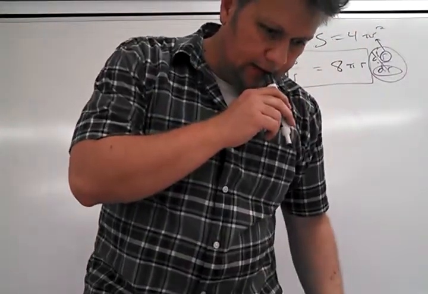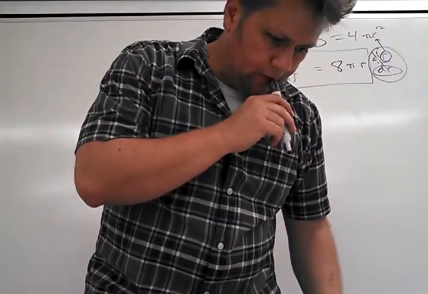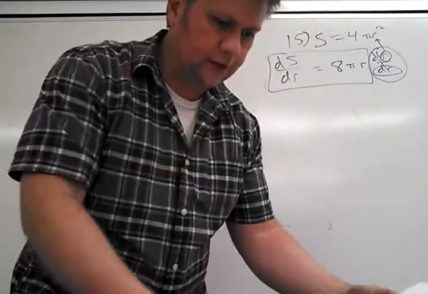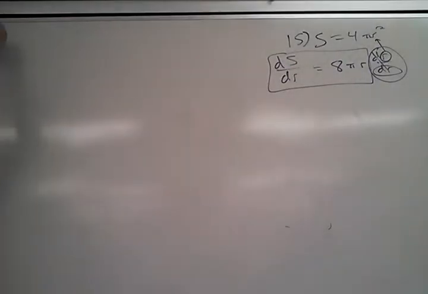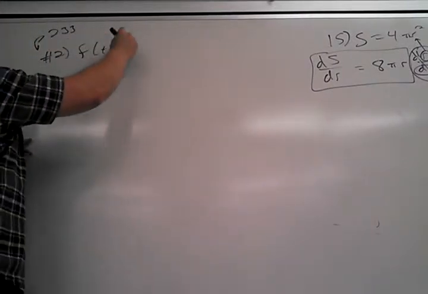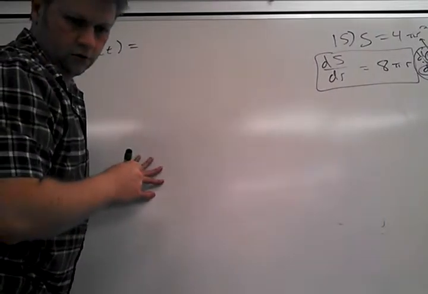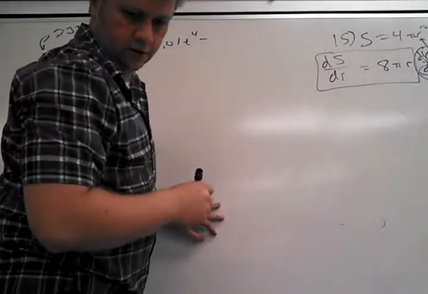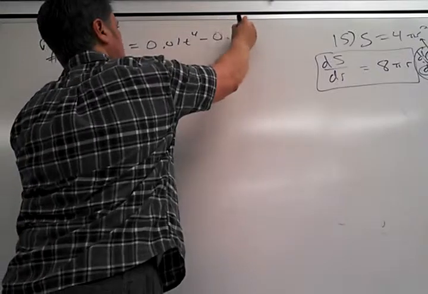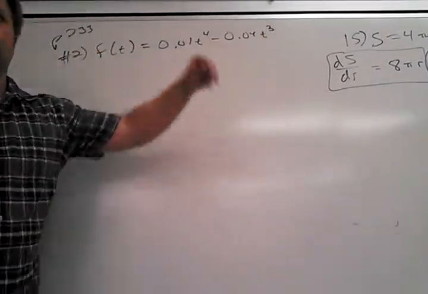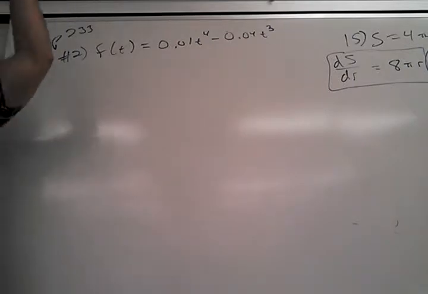Like number, let's see which one, doesn't matter. Number 2, I guess, that looks fine. So number 2 on page 233. s equals 0.0104 t to the fourth minus 0.04 t cubed. Okay. So be very careful. All the instructions are above that, right? Part A through I. Oh, yeah.